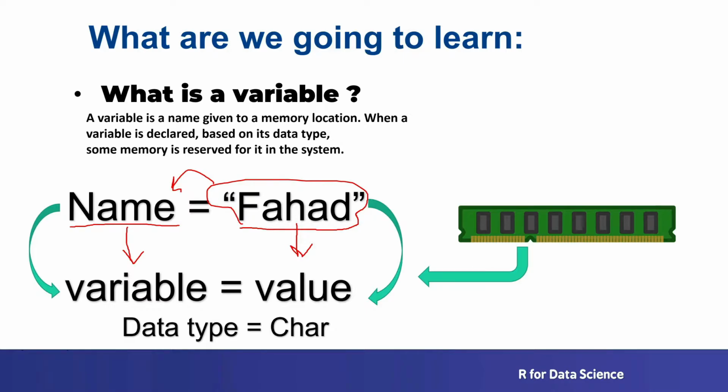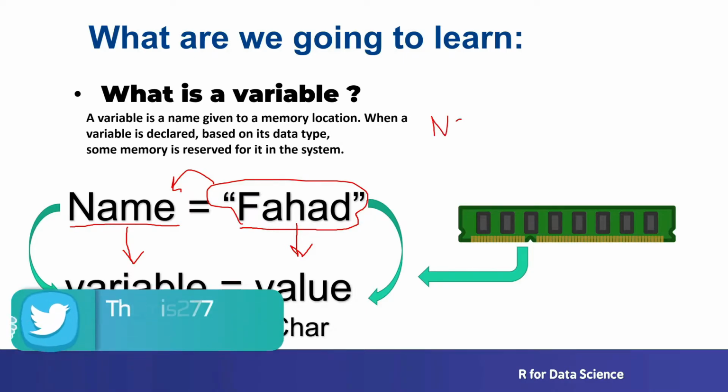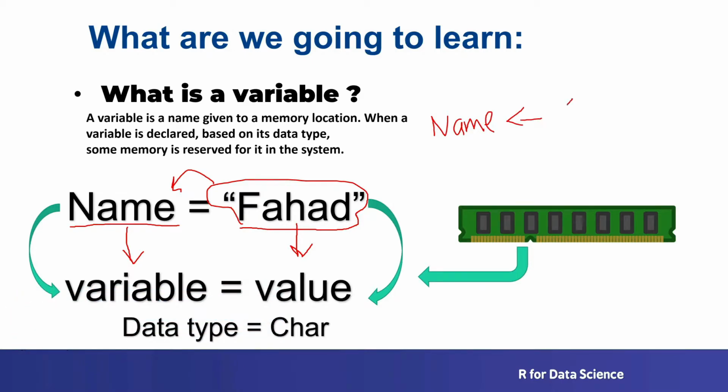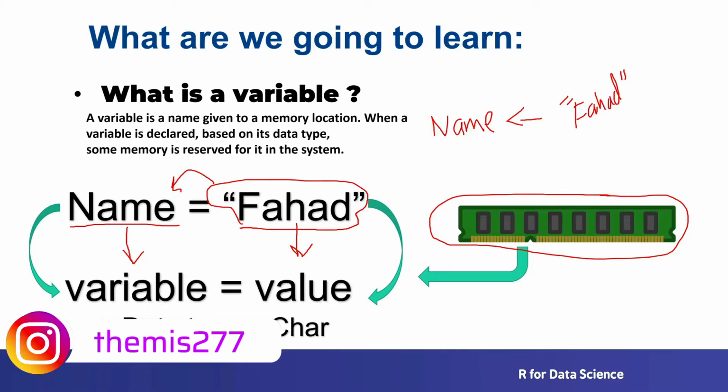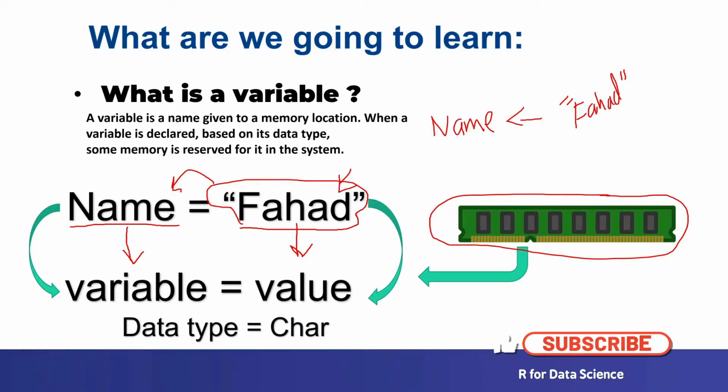Now in R, I'm going to type it like this: name, then a smaller sign and a dash, then a quotation mark, and I'm going to write Fahad and close it. Once I press Control Enter, inside the memory there will be memory allocated for this value. Once I press Control Enter, we call it declaring a variable, and the variable contains this value.